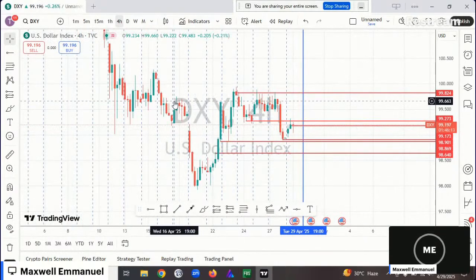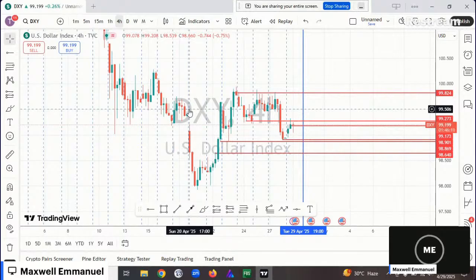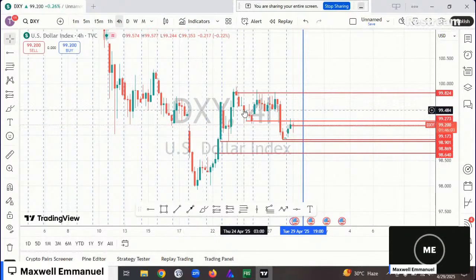Okay, so that's it for DXY. I'm bearish on DXY for today's market. So let's look at Japanese yen. Let's look at the yen basket.